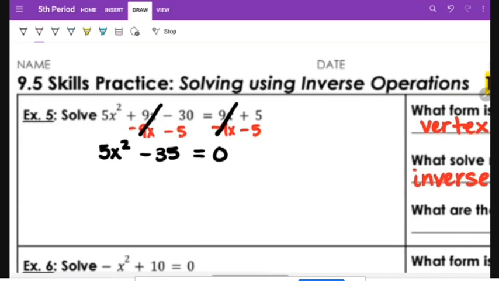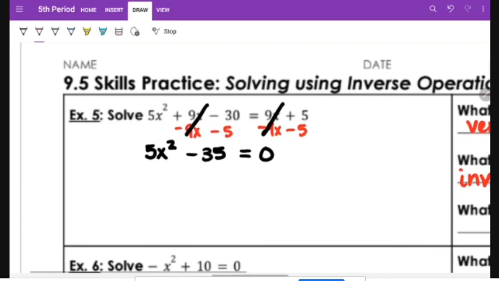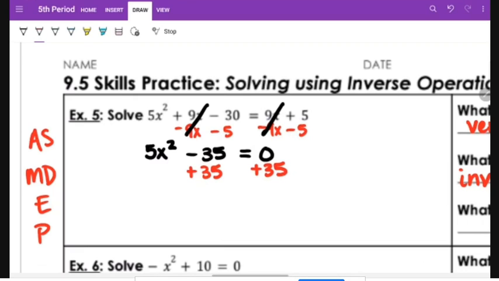All right. So we're going to use inverse operations. That means PEMDAS backward. AS, MD, E, P. First, we undo addition or subtraction. So let's add 35 to both sides. We will now have 5x squared equals 35.